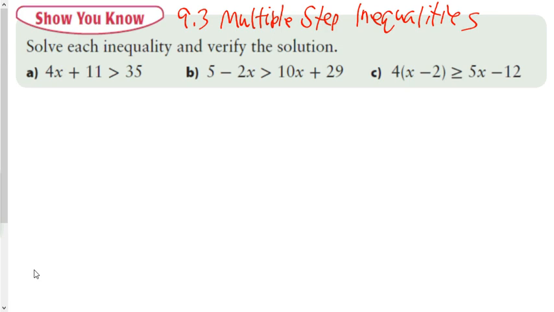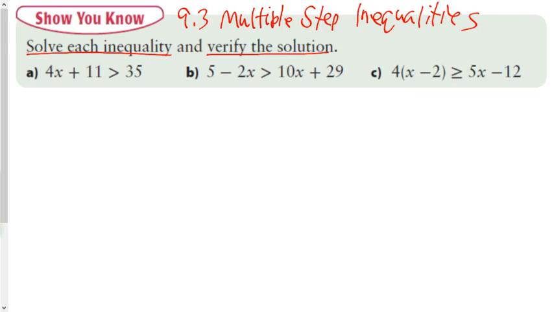Usually it involves a constant and a coefficient together, or in the case of B and C, distributive property or variables on both sides. So our exemplars here will illustrate this point fairly easy. It says solve each inequality and then verify your solution. So we're going to do just that.